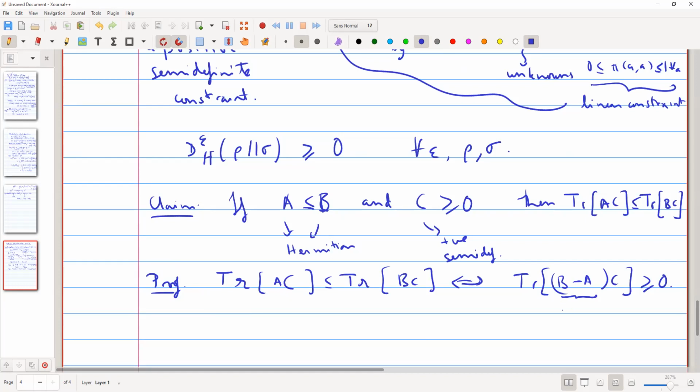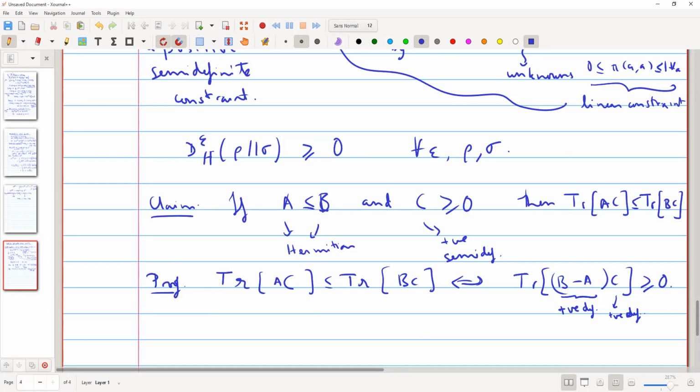So I know B minus A is positive semi-definite, right? That was the definition of A less than or equal to B. So this is positive semi-definite, and C anyway was positive semi-definite. So this boils down to saying that if I have two positive semi-definite matrices, M and N, I'm claiming that trace MN is greater than or equal to 0.